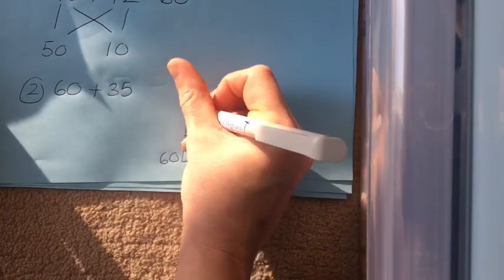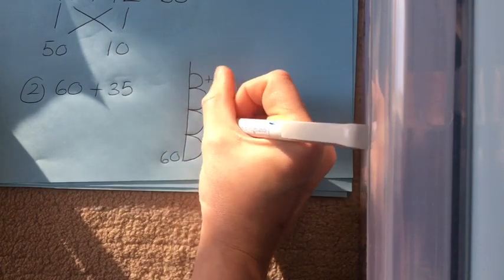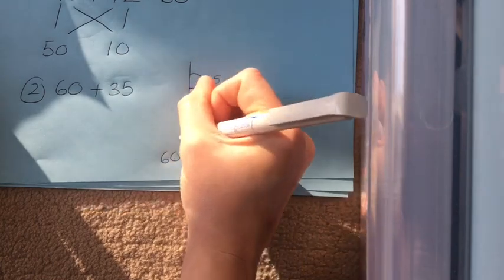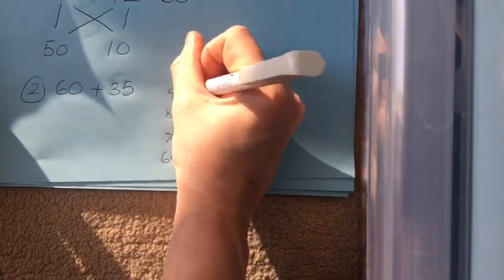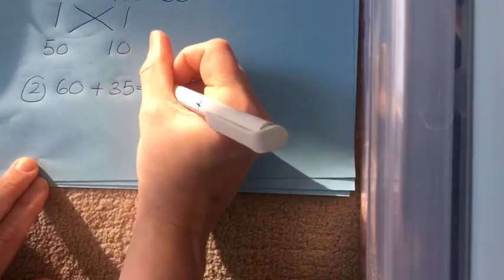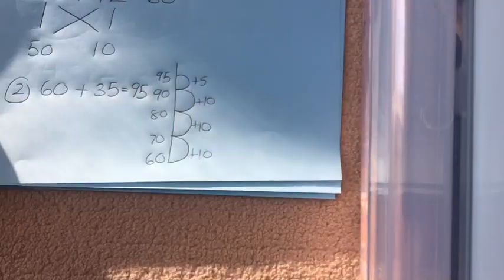So I'm going to go 10, 20, 30, and then the little one at the end is a 5. So 60 add 10 is 70, 70 add 10 is 80, 80 add 10 is 90, 90 add 5 is 95. I've got my equals here to show that the answer is 95 in total.